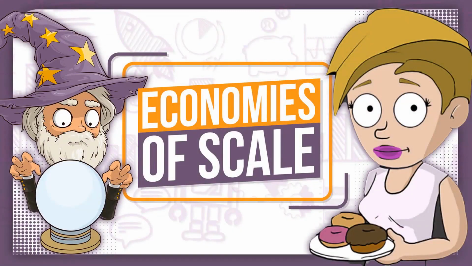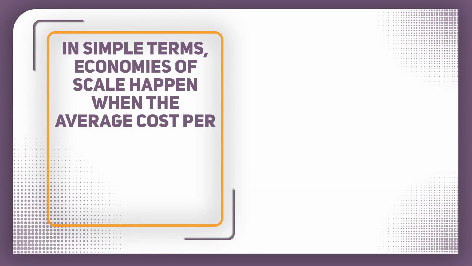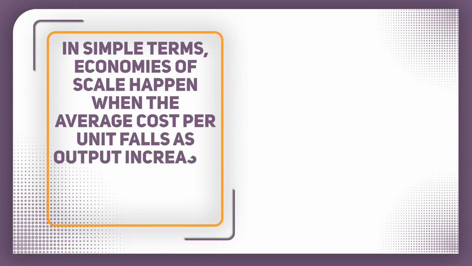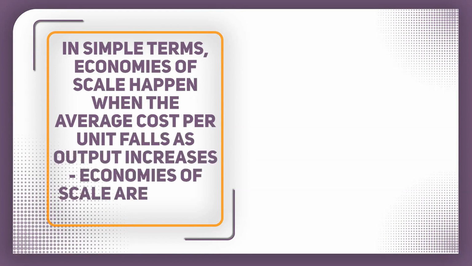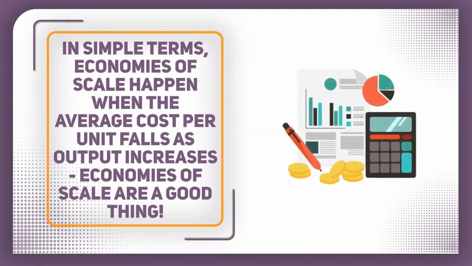In this video, we'll explore the topic of economies of scale and the impact achieving this might have on a business's success. In simple terms, economies of scale happen when the average cost per unit falls as output increases. So as we make more of something, we have more buying power for the materials, or perhaps we can improve employee productivity as we are now making more.